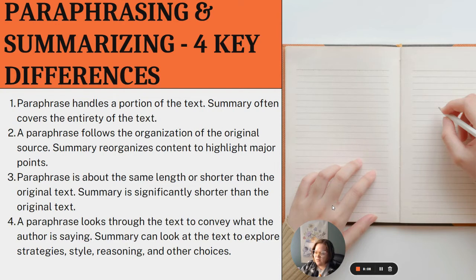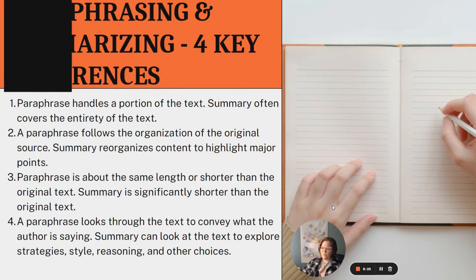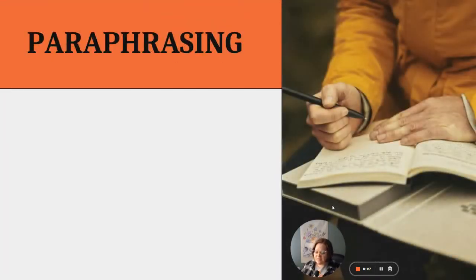A paraphrase is about the same length or shorter than the original text. A summary is significantly shorter than the original text. A paraphrase is going to look through the text to convey what the author is saying. A summary is going to look at the text to explore strategy, style, reasoning, and other choices. So let's look at paraphrasing specifically.